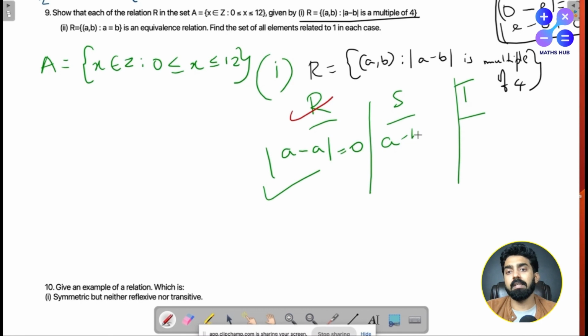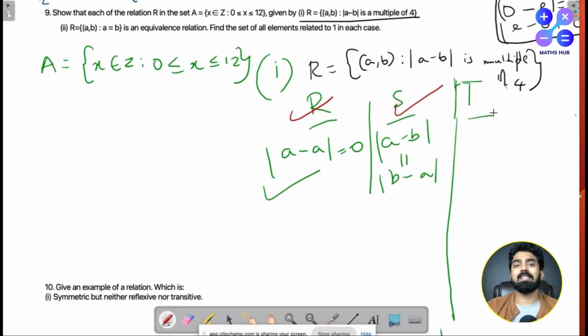If A minus B is a multiple of 4, will B minus A be a multiple of 4? Obviously. Since this is a modulus sign, the placement of the elements and the negative sign does not really matter. Whether you have B minus A or A minus B, end of the day, the value is going to be the same. So if A minus B is a multiple of 4, B minus A will be a multiple. So these are basically equal. So this also is symmetric.